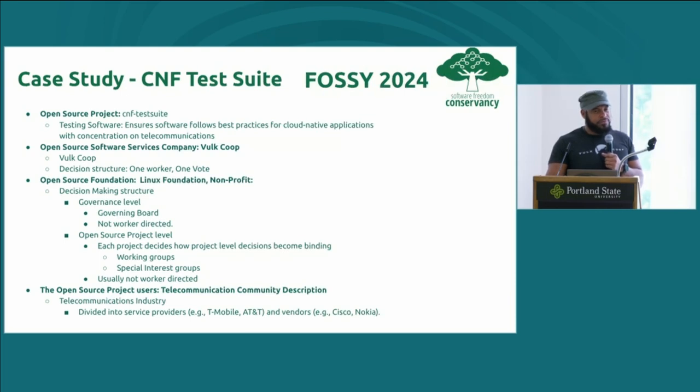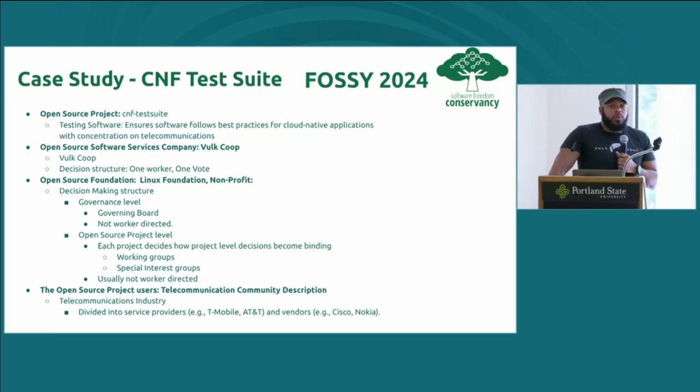Decision-making structure, there's really two levels for projects that are in the Linux Foundation. You have a governance level, right? So a governing board that's not worker-directed. As far as if you are contributing to a project, do you get full participation and even voting for who's going to be on the board? It's decidedly reduced. And then you have the open source project level. There you have working groups, special interest groups, these types of things. For those groups, each project decides how to do its own decision making. But oftentimes those are not worker directed as well, because some people are just ignorant of how democracy works.